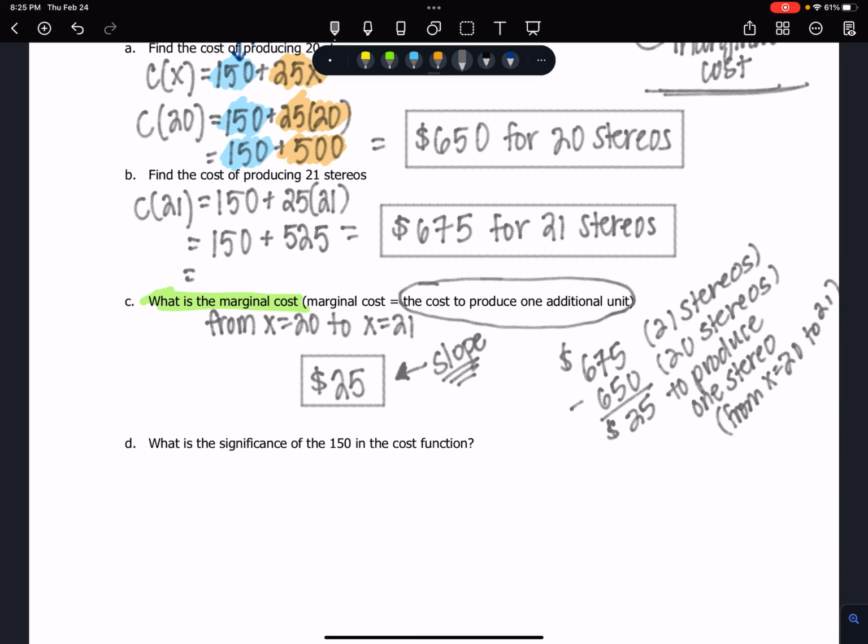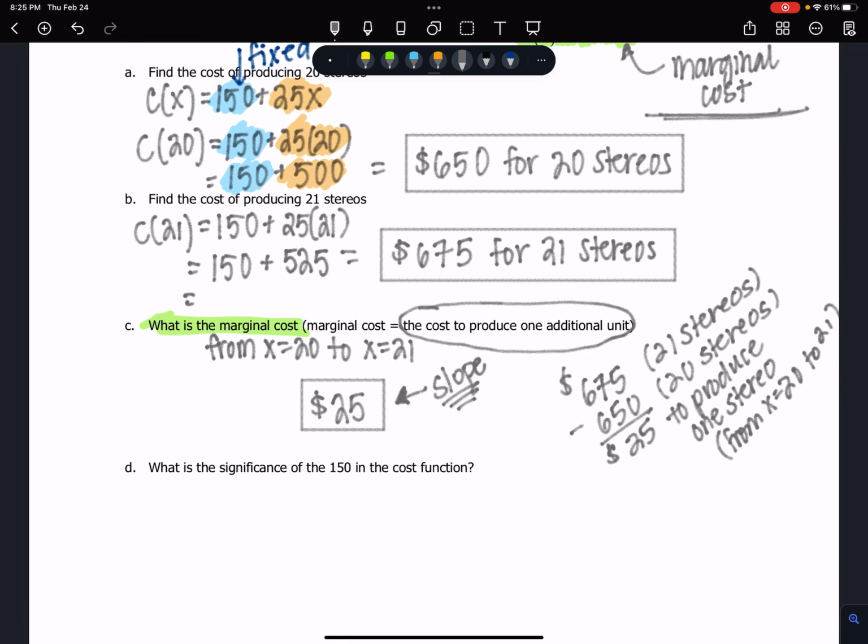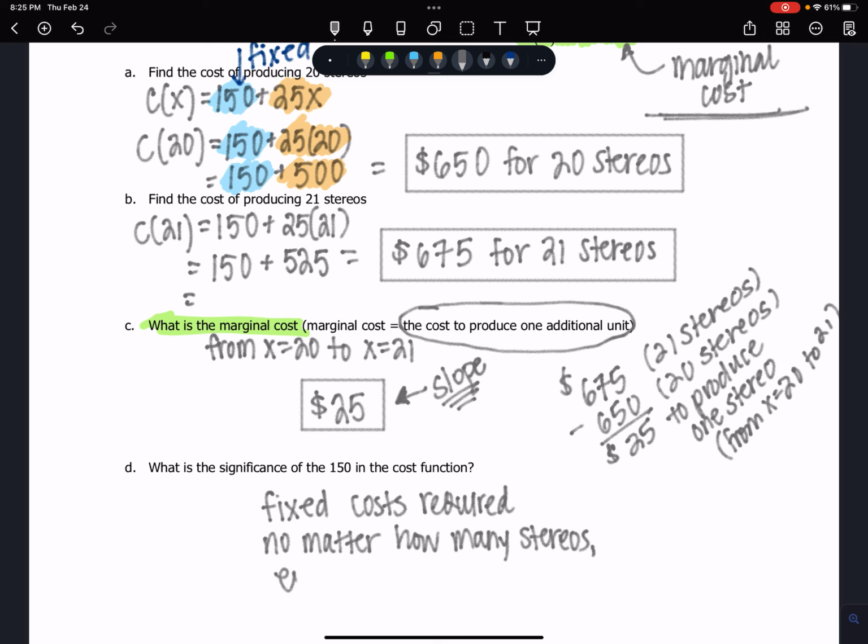And then what's the significance of 150 in the cost function? So let's see if you remember what I said earlier. If you don't, you can hit rewind and you can make sure you jot it down. But the $150, drum roll, is your fixed cost. So fixed costs that are required no matter how many stereos. Even zero.